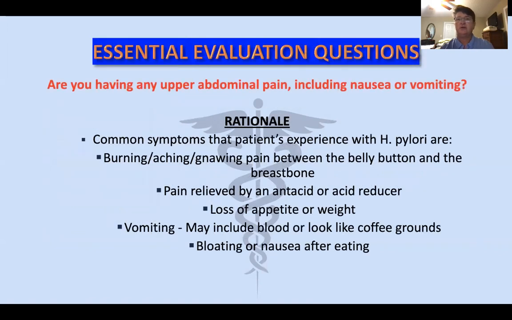There are essential evaluations that need to be done when you're looking at a patient. You need to assess their abdominal pain, and if they have any nausea or vomiting. These symptoms can be gnawing, burning, or aching between the belly button and the breastbone. This pain is usually relieved by antacids. Patients may have a loss of appetite and a loss of weight. They may have blood in their vomit. It may be bright, frank blood, or it may be coffee ground-like, and they may have bloating or nausea after eating.